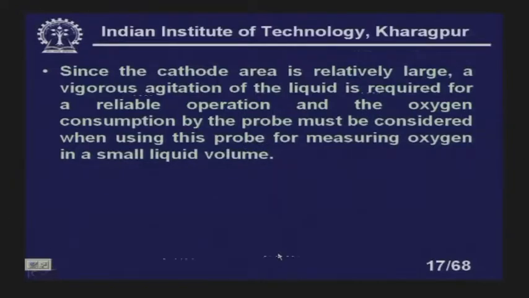Since the cathode area is relatively large, vigorous agitation of the liquid is required for reliable operation. So, obviously, it should average. The oxygen consumption by the probe must also be considered when using the probe for measuring oxygen in a small liquid volume.